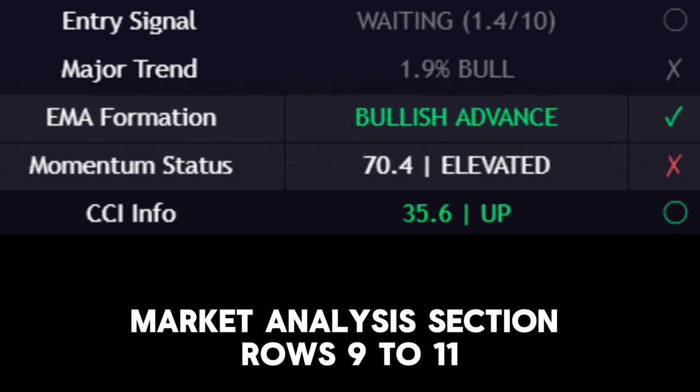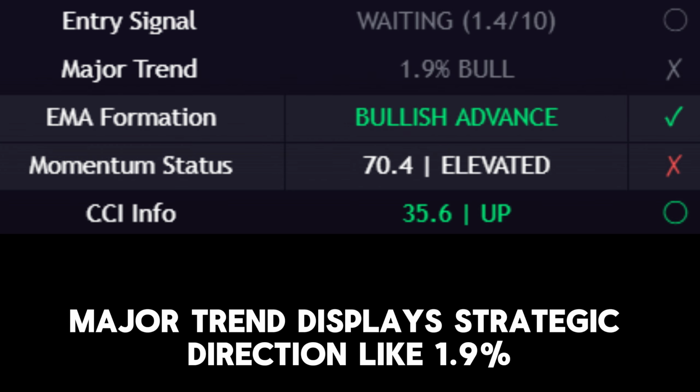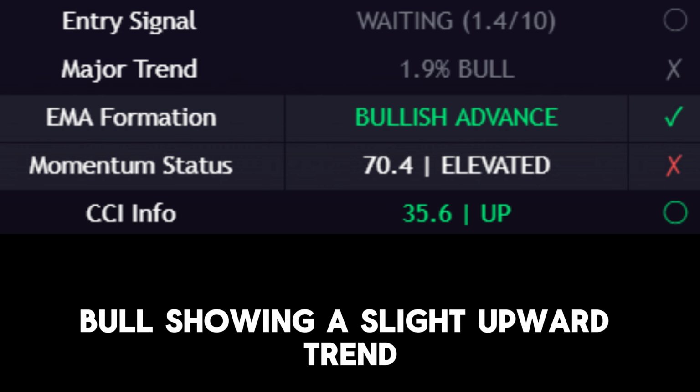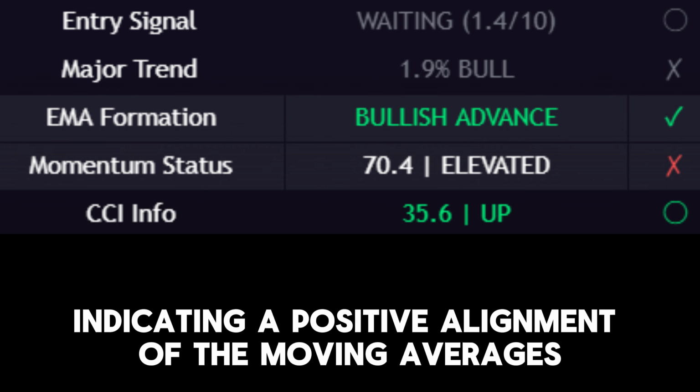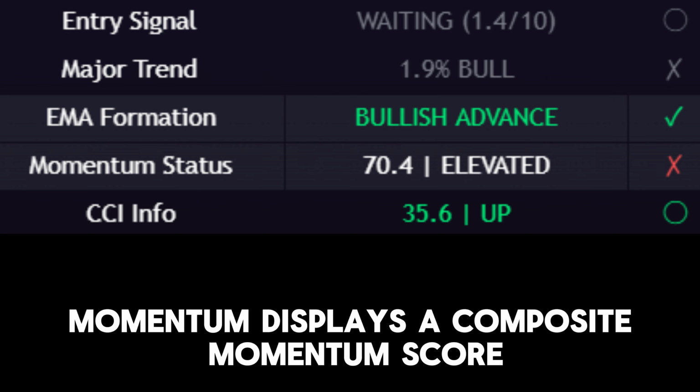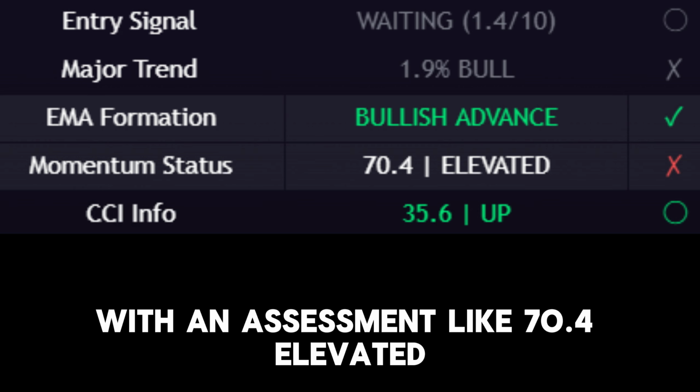Market analysis section, rows 9 to 11. Major trend displays strategic direction like 1.9% bull, showing a slight upward trend. EMA formation shows structural assessment like bullish advance, indicating a positive alignment of the moving averages. Moment displays a composite momentum score with an assessment like 70.4 elevated.